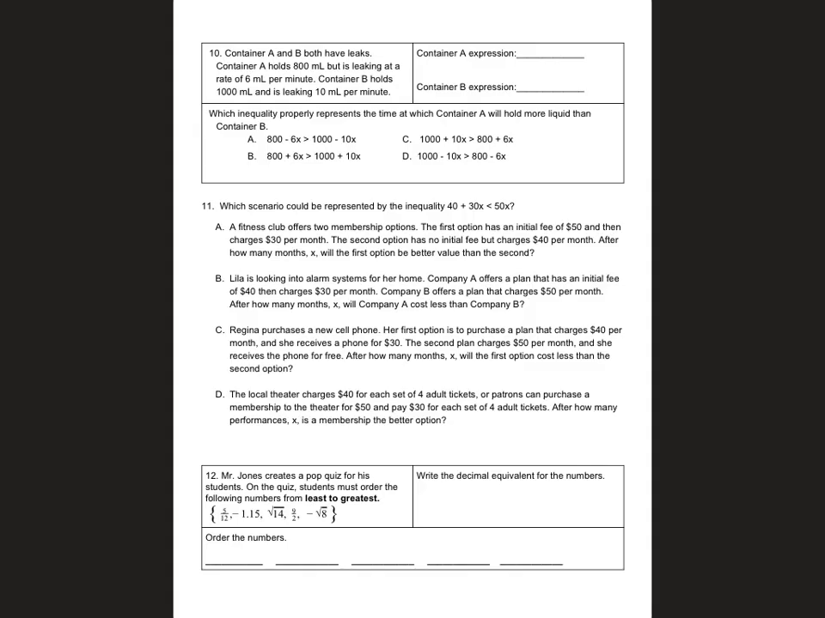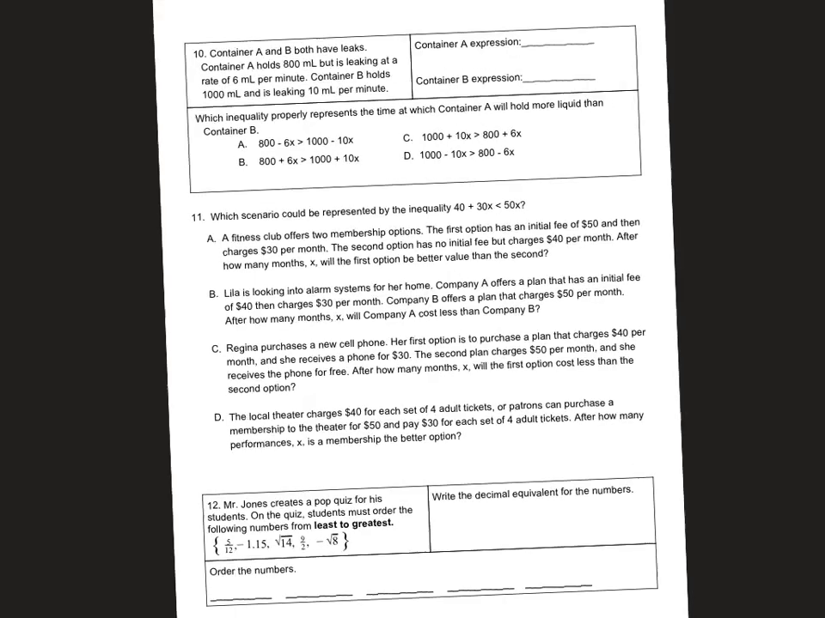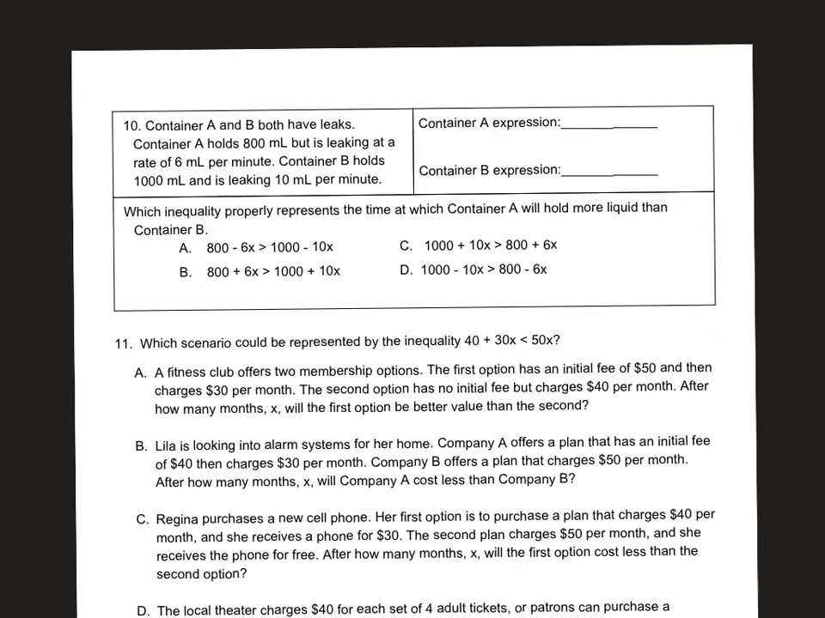All right, go to problem number 10. Oh, here's one of those wonderful container problems where they both have leaks. Well, that's good to know. So I know container A is holding 800 milliliters of water, but it's leaking at a rate of 6 mLs. Okay. Container B holds 1,000 mLs and is leaking at 10 mLs per minute.